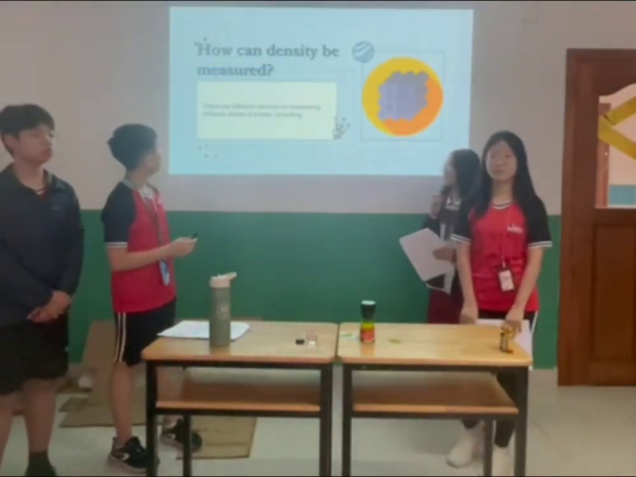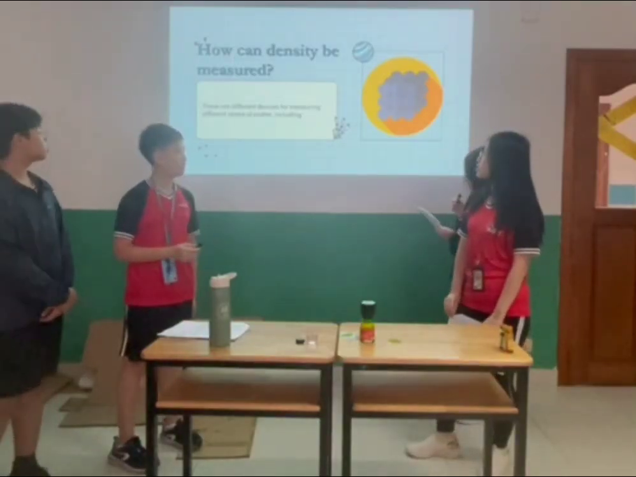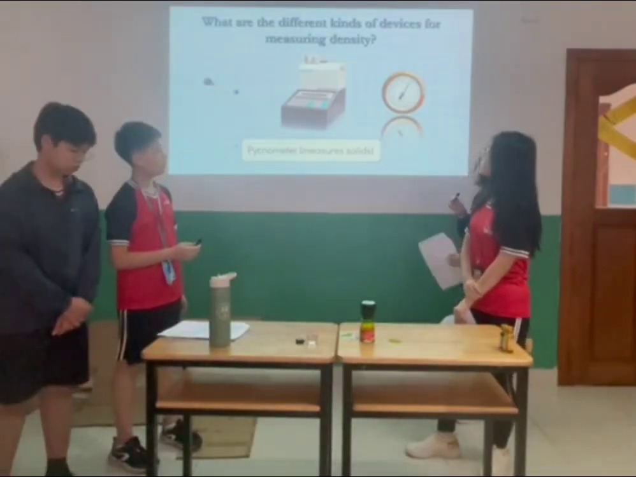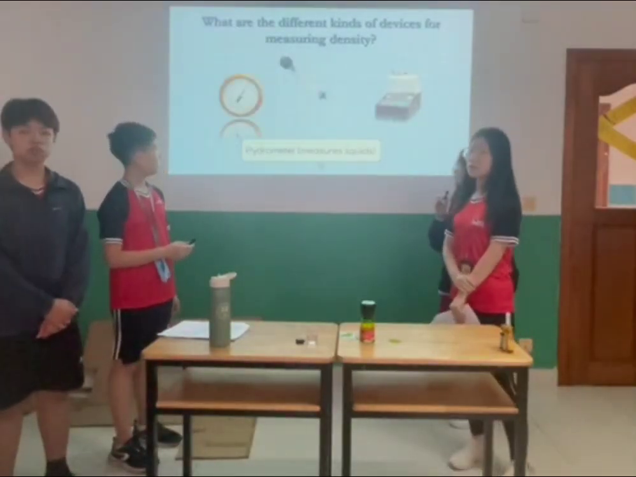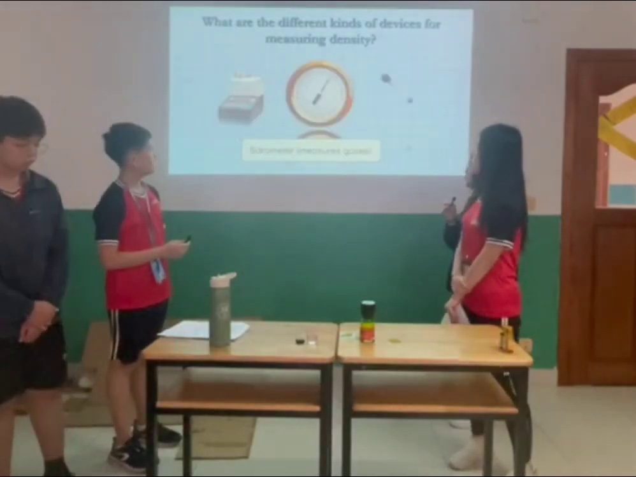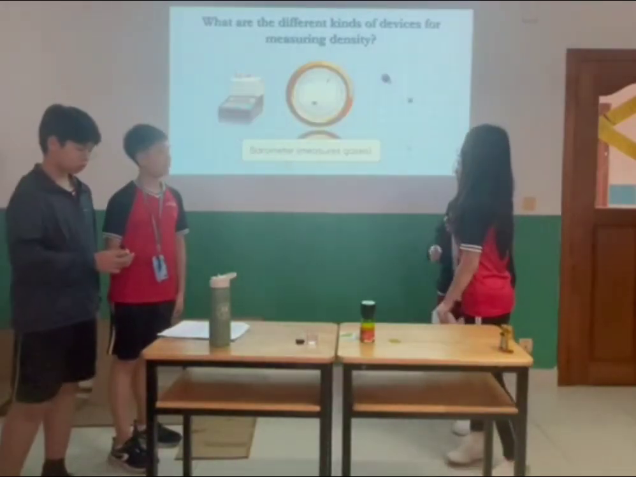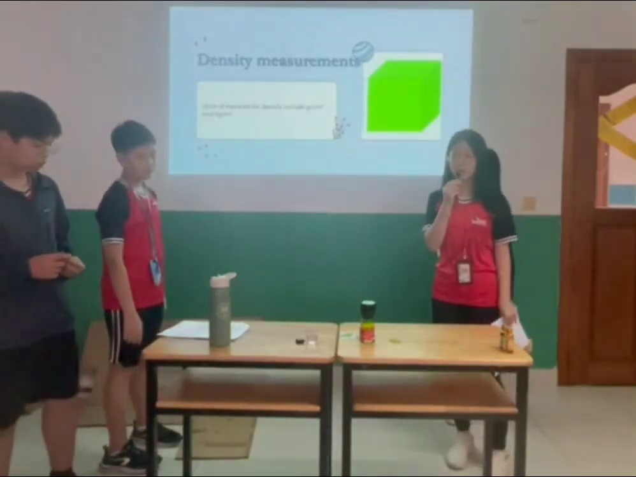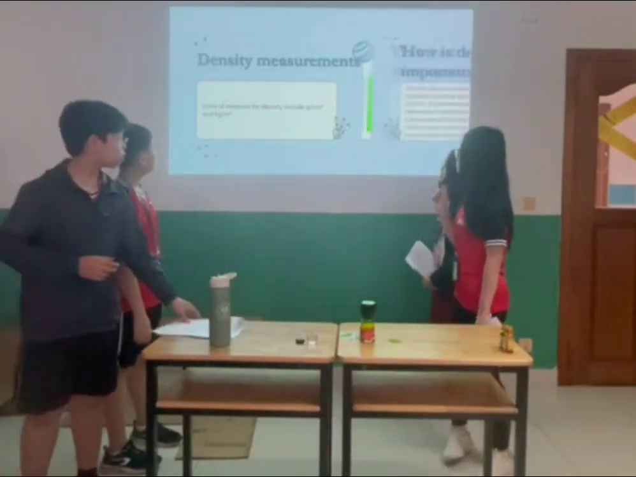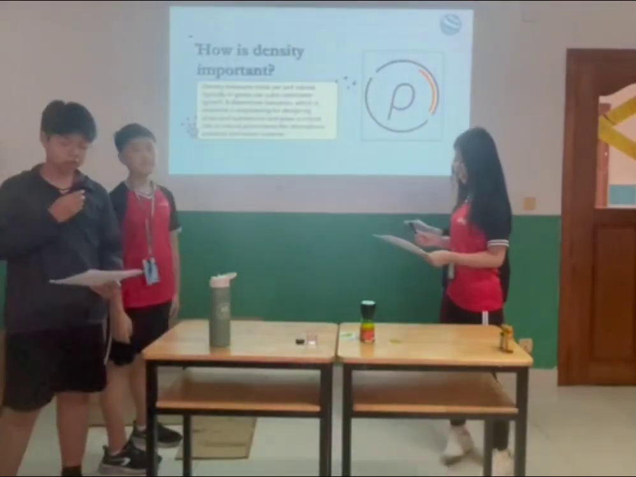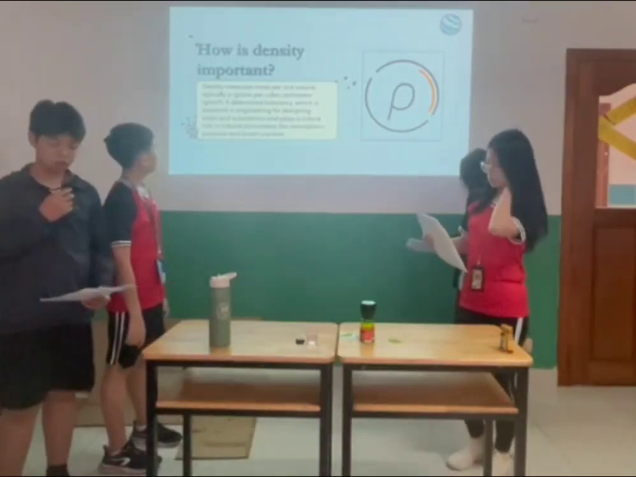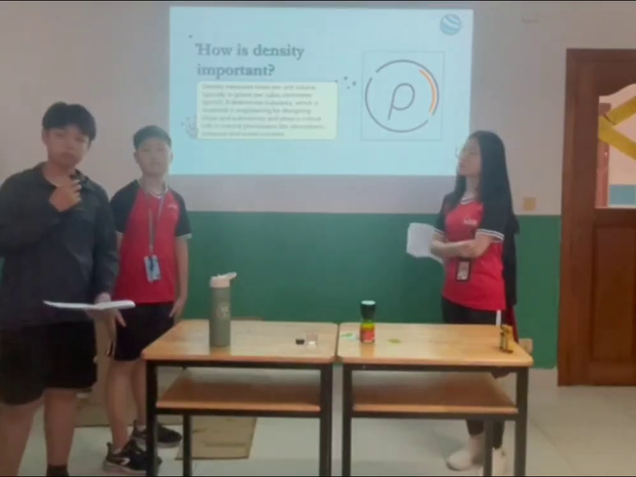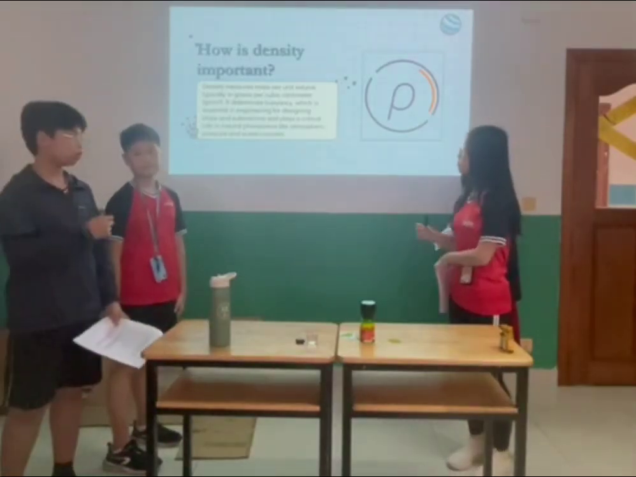What devices measure density? Density can be measured by three devices: the pycnometer, which measures solids, the hydrometer, which measures liquids, and the barometer, which measures gases. The measurements for density include grams per centimeter cubed and kilograms per meter cubed. How is density important? Density is crucial as it helps identify materials, determines buoyancy, and influences engineering and fluid dynamics, impacting both everyday life and scientific applications.